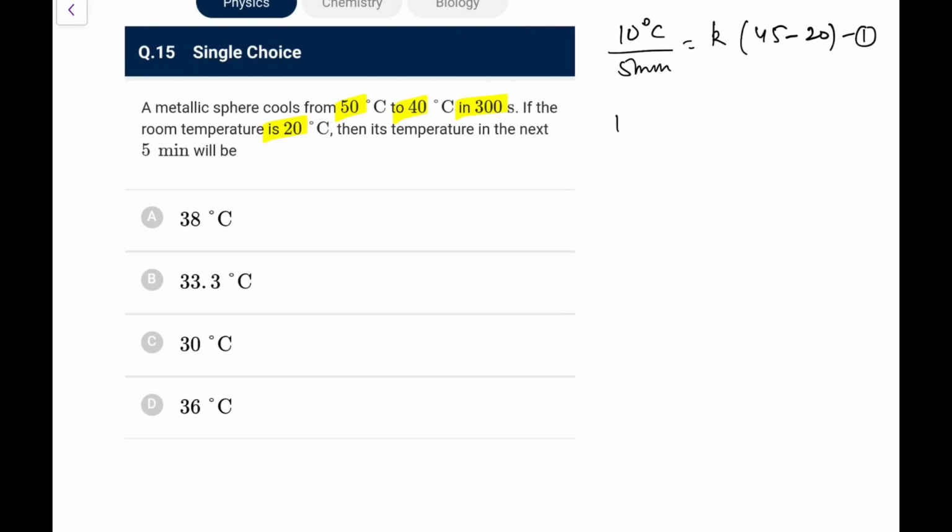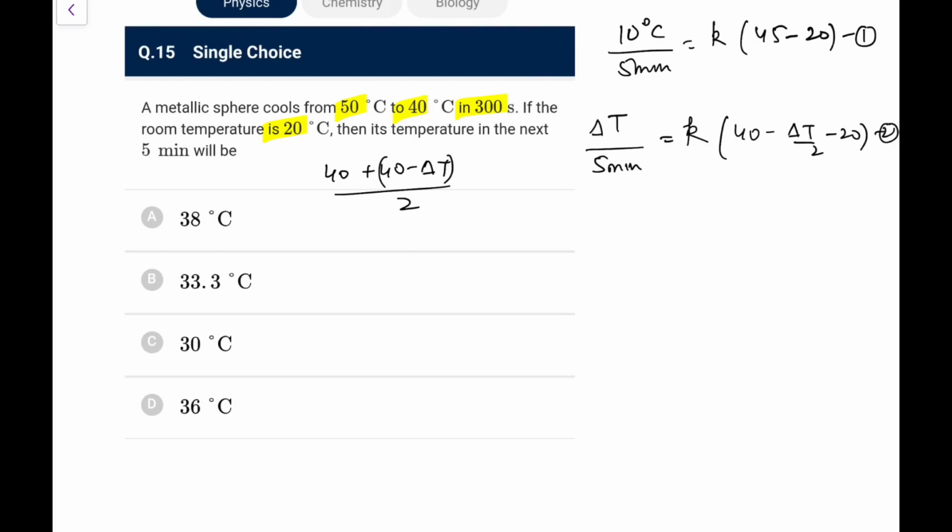Now for the second, let's say the final temperature is T. Let's say it drops by delta T in 5 minutes. If I take the average, it would be 40 plus 40 minus delta T, that would be the final temperature, divided by 2. So that becomes 40 minus delta T by 2, minus 20.